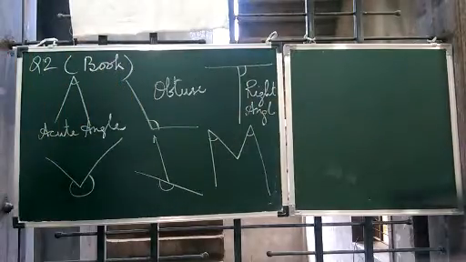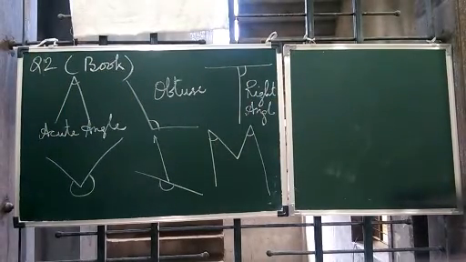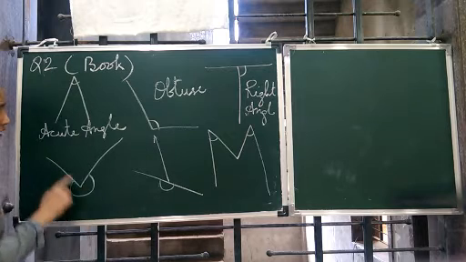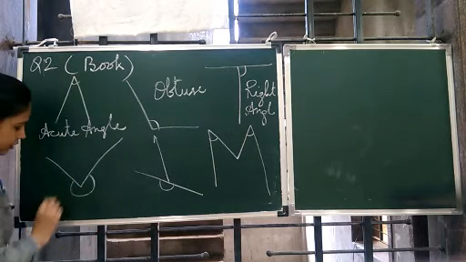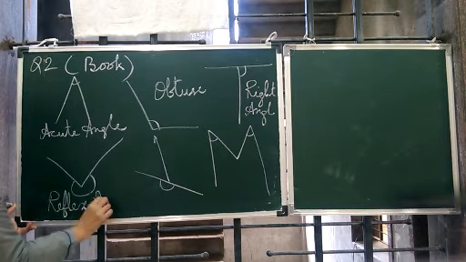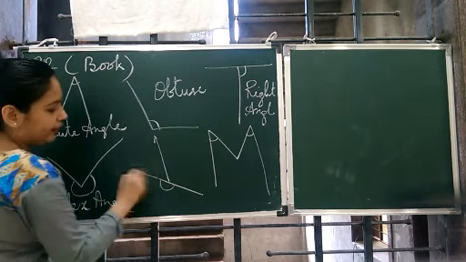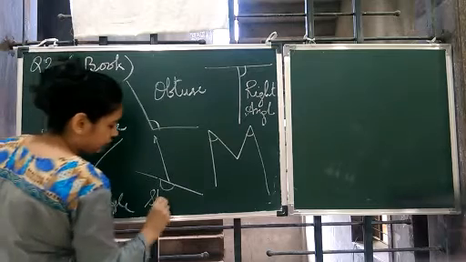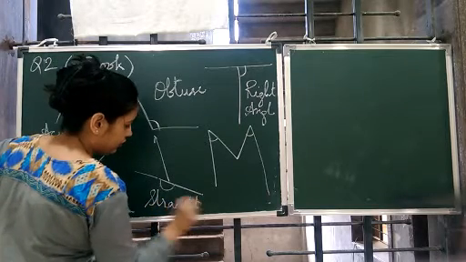One, it is perpendicular. One is vertical, one is horizontal. This one, it is more than a straight line. So it's what? It's a reflex angle. Now this is a straight line, so it will be a straight angle.